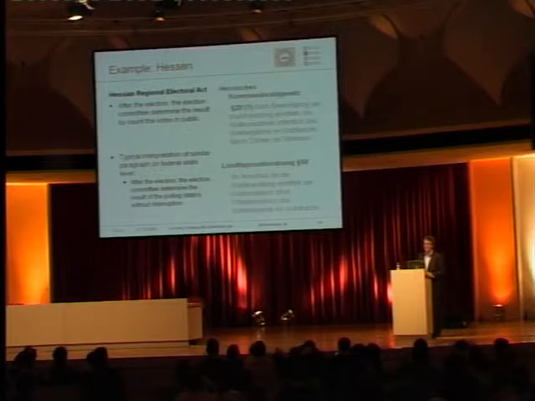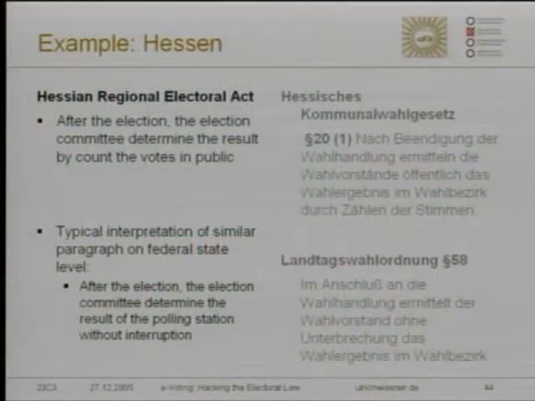If you look at the Hessian Regional Electoral Act, the law says, after the election, the election committee determines the result by counting the votes in public. So that doesn't seem to be very ambiguous. On the federal state level, they are explicit that the election committee has to determine the result non-stop, without interruption, after the end of the election in the polling station.